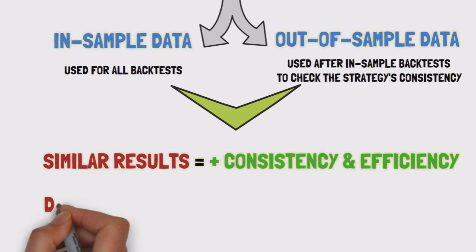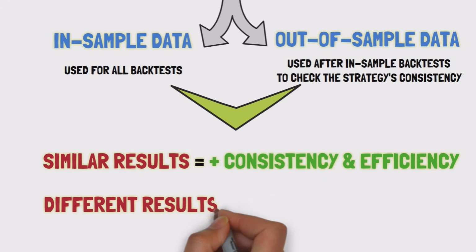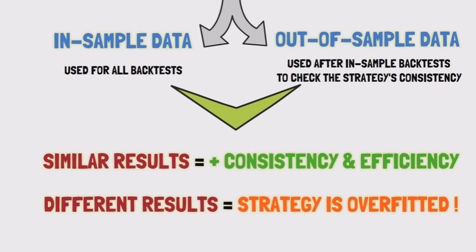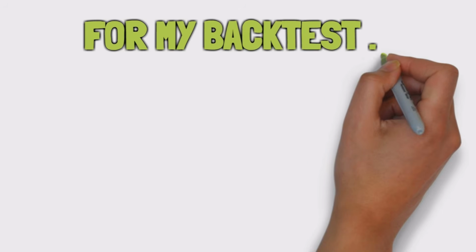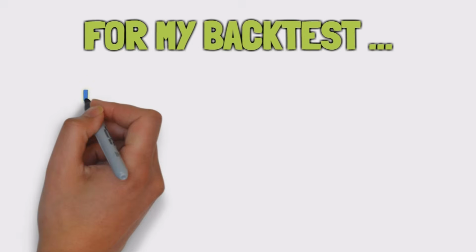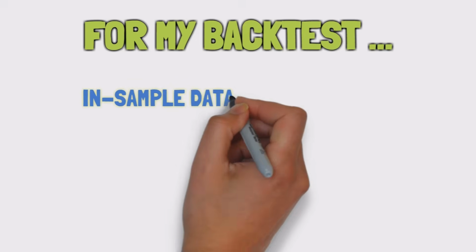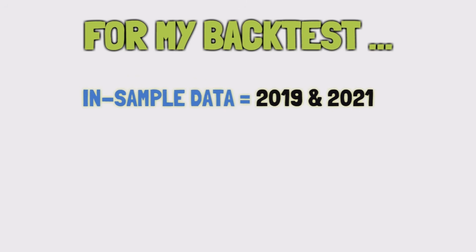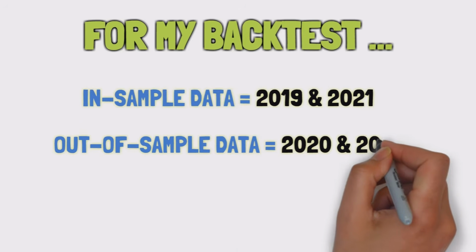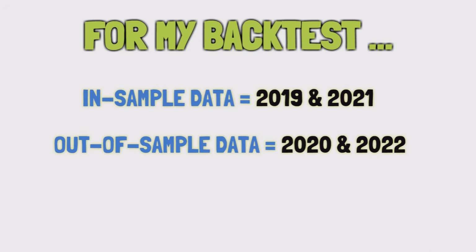And if they differ a lot, it means that your strategy is probably overfitted, and as such, you will have to make small adjustments to change this situation. In my case, I will want to use data from 2019 to 2022, and I will split the data as follows. My in-sample data will consist of the data from the years 2019 and 2021, and my out-of-sample data will consist of the years 2020 and 2022.